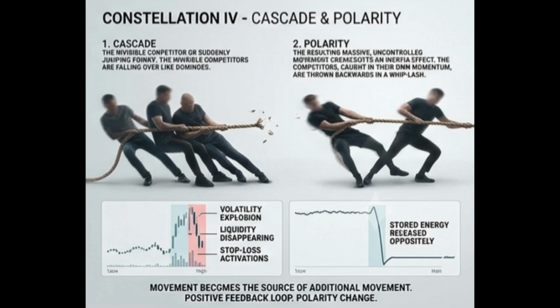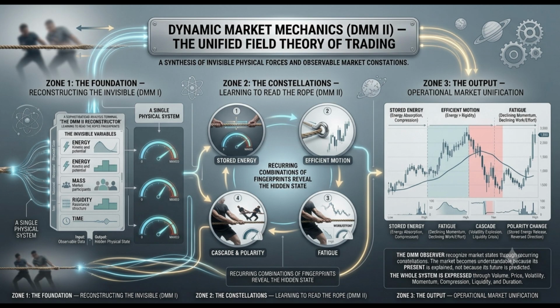Constellation 5. Polarity. Imagine a team pulling so aggressively that its own momentum becomes a liability. The moment resistance disappears, its own inertia throws the team backward. Its strength has not changed. Its direction has. Financial markets exhibit the same phenomenon. Leveraged positions contain stored directional energy. When they are forced to close, that stored energy is released in the opposite direction. The force does not disappear. It changes polarity.